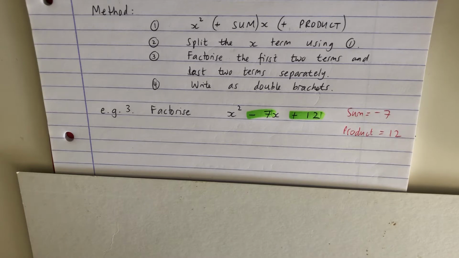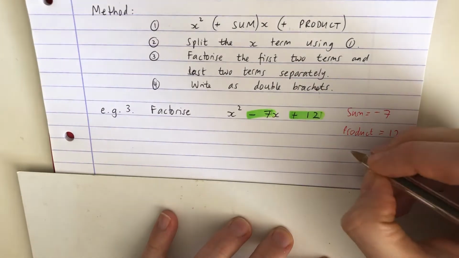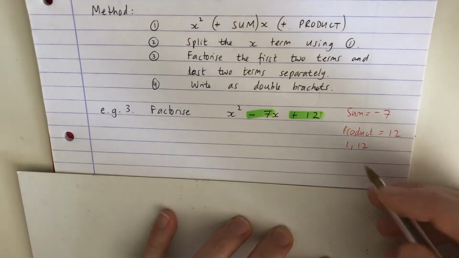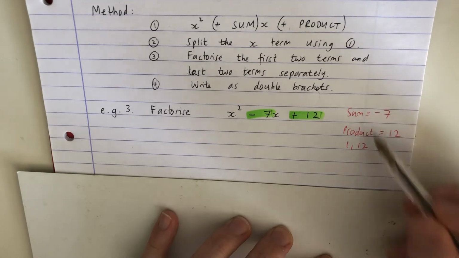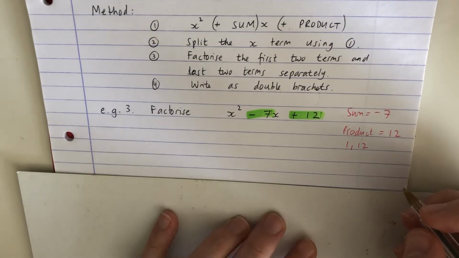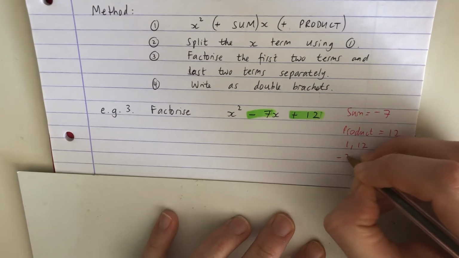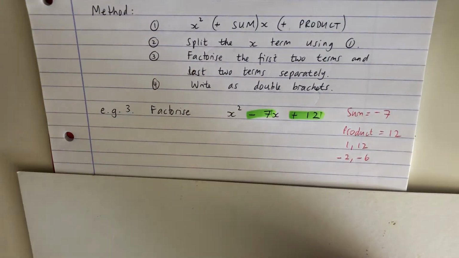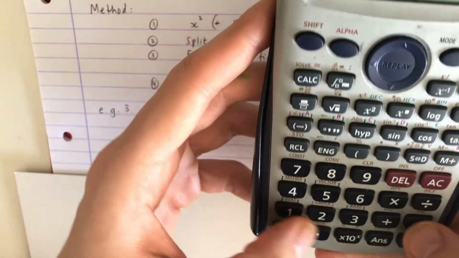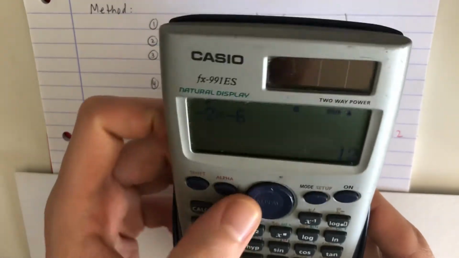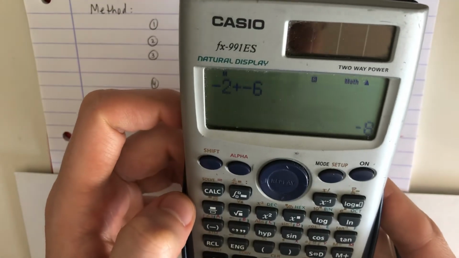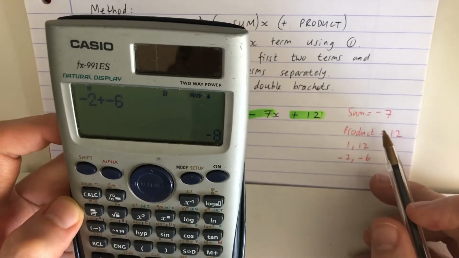If two numbers times together to give you a positive, you should know they have to be the same sign. So there's no point trying something like 1 and 12, because 1 times 12 does give you 12, but they definitely don't add up to give you negative 7. So you need to try some negative numbers. Let's try, say, negative 2 and negative 6. See what that would be. Negative 2 times negative 6 does give me plus 12. If you change that to a plus, it wouldn't give you minus 7. We need it to be minus 7.